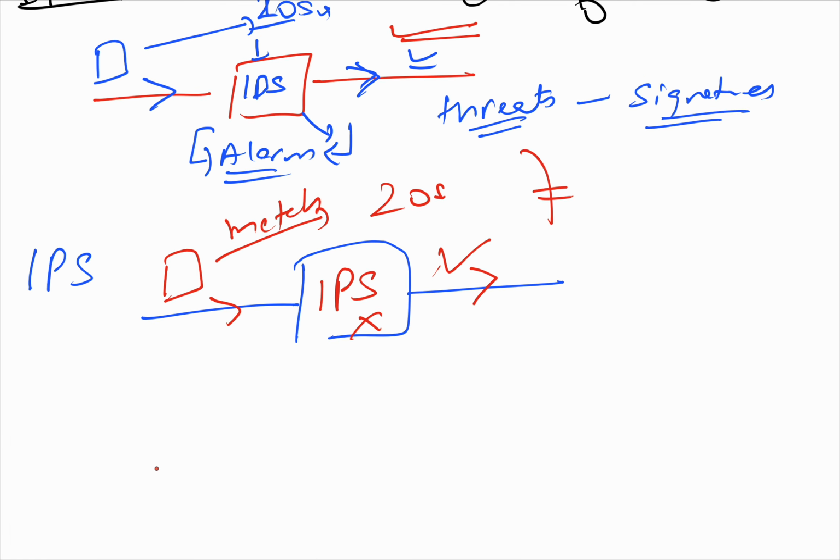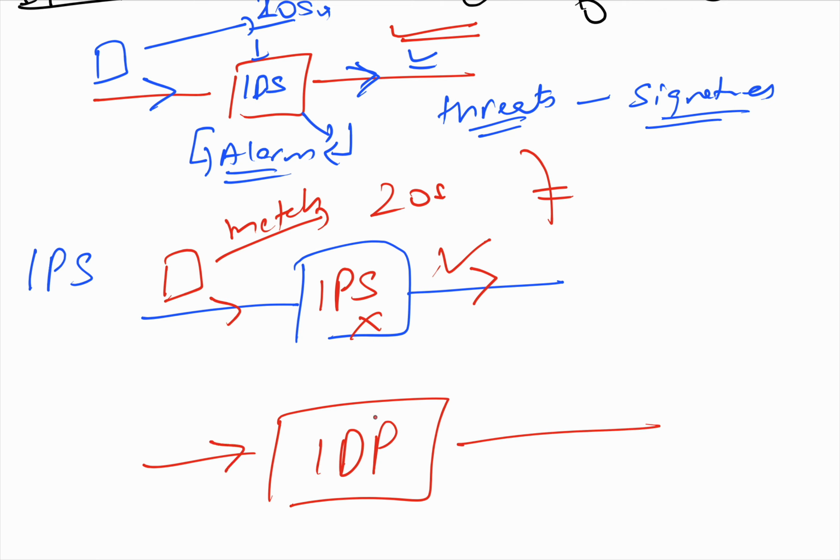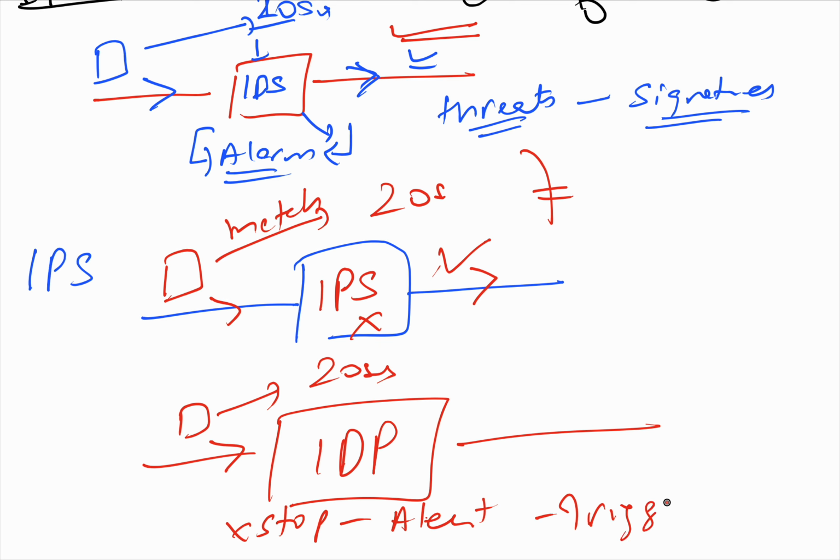So this was not making any sense previously, so what we created is the IDP. Now if any packet goes through, and again it's 20 signatures, if it is matched, we stop the packet, we alert, we do a trigger also. Either an email alert or a different trigger. So this is how the IPS and IDS work.